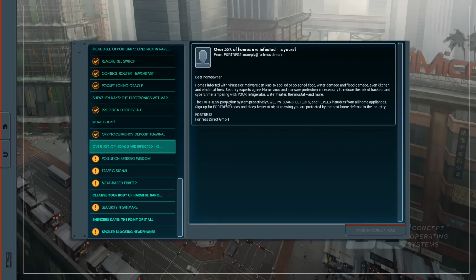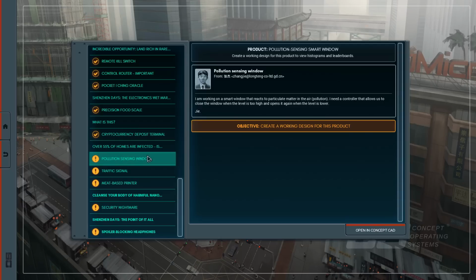55% of homes are infected with viruses. No. Wow. Homes infected with viruses or malware can lead to spoiled or poisoned food, water damage or flood damage, even kitchen and electrical fires. That's because of the Internet of Things, which is short for the Internet of Things that should never be connected to the Internet.